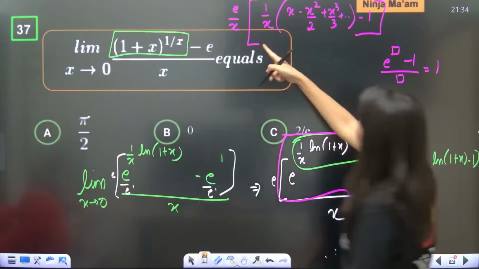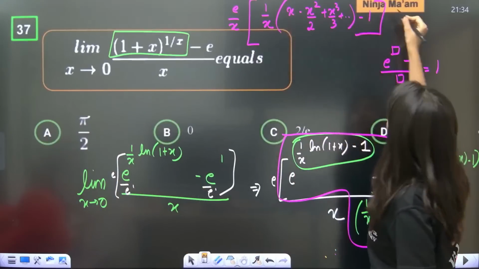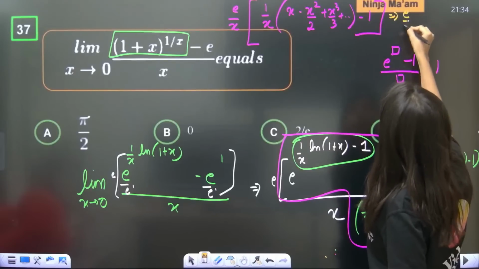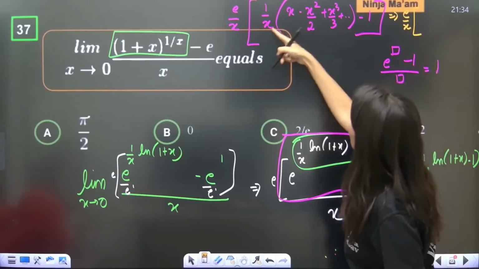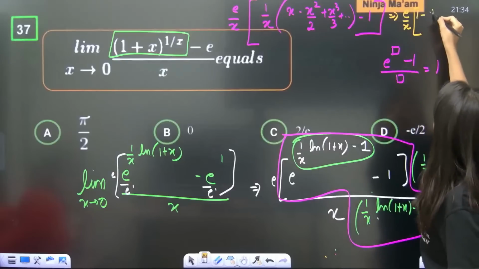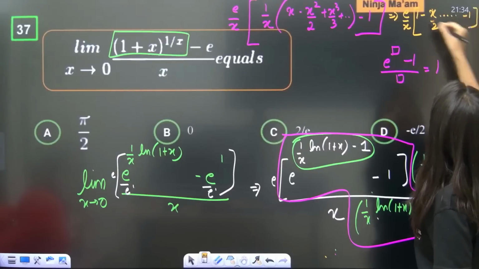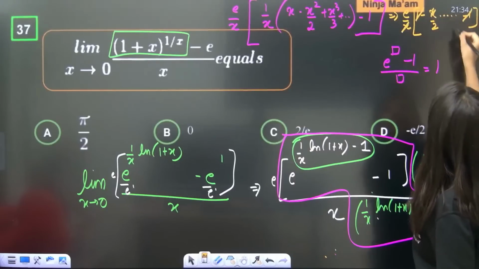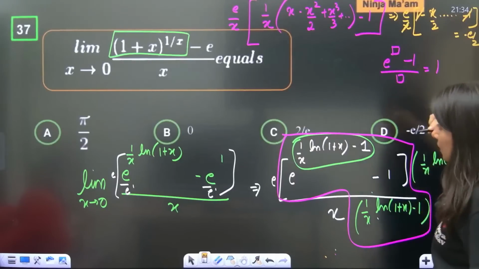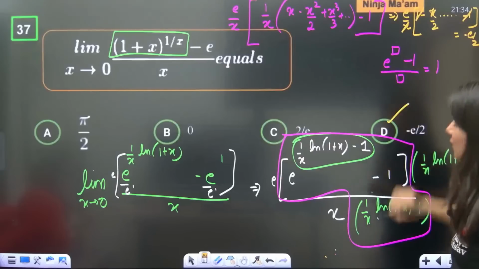Now if you multiply x by x, this is nothing but e upon x, and this is 1 minus x by 2 and so on, this is minus 1. 1 cancels, x cancels, so this is minus e by 2. Minus e by 2 is matching with option D.